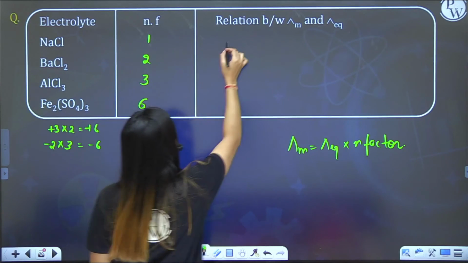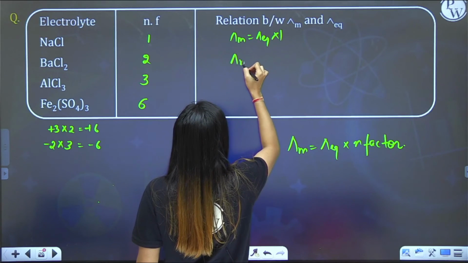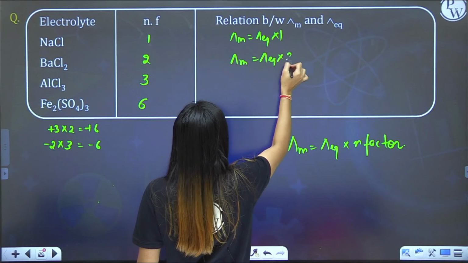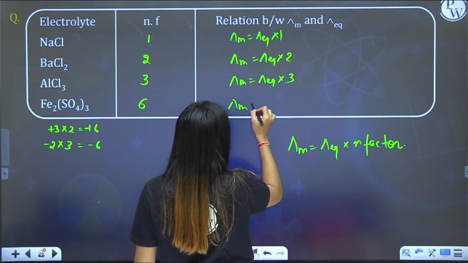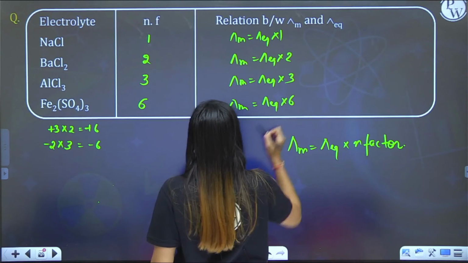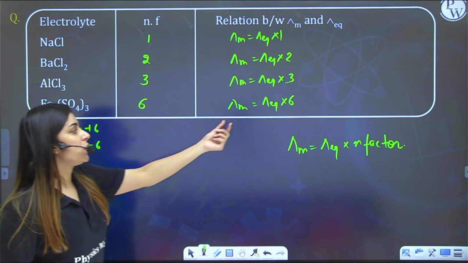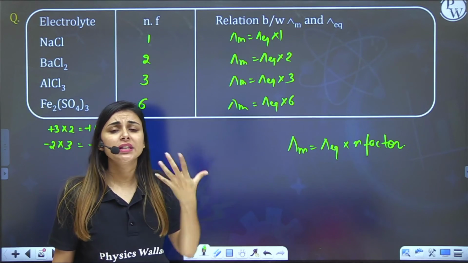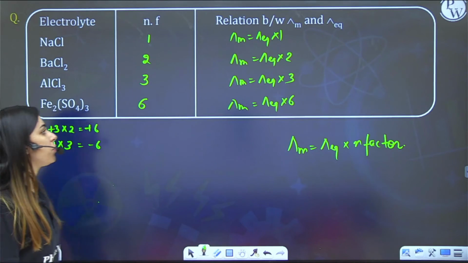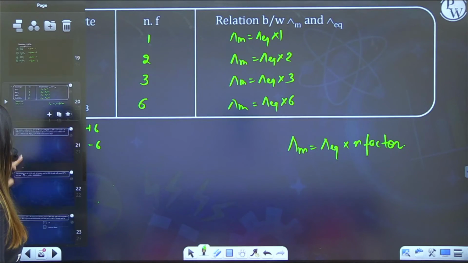So let's write the expression. This would be equal to equivalent conductivity into 1. This would be equal to equivalent conductivity into 2. This would be equal to equivalent conductivity into 3, and this would be equivalent conductivity into 6. So this is how you find out the relationships, and if you know the equivalent conductivity, you can calculate molar conductivity. If you know the molar conductivity, you can calculate the equivalent conductivity, and vice versa. Right? Yes, perfect. Very clear with the concept, I hope. You can pause the video, write it, and then we'll move forward and solve a few questions.